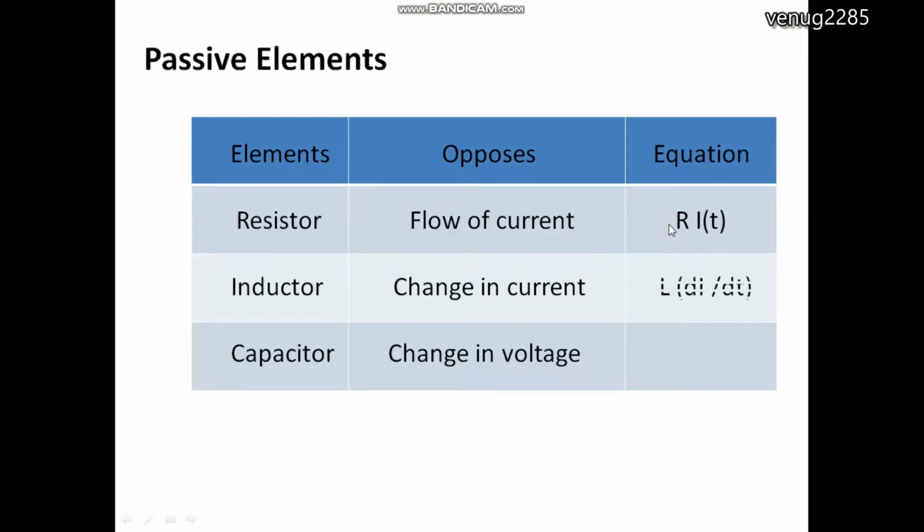And for the inductor, which opposes the change in current, it is L into di by dt. di by dt is the rate of change of current. It opposes the change in current. And similarly the capacitor opposes the change in voltage, so it is C into dV by dt.